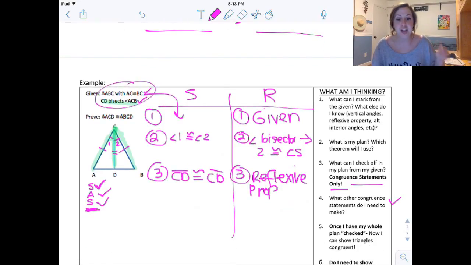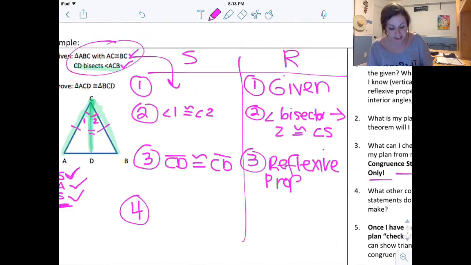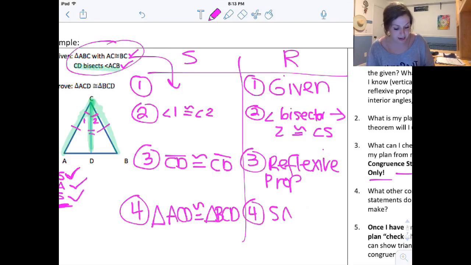Once I've checked off my whole plan, now I can say the triangles are congruent. So step 4 here is to say the triangles are congruent. Notice I didn't say once I check off all my things, that means I'm done, because I'm not always just proving the triangle is congruent. But what I can say now here is that triangle ACD is congruent to triangle BCD, and my reason is side, angle, side, because that was my plan, right?